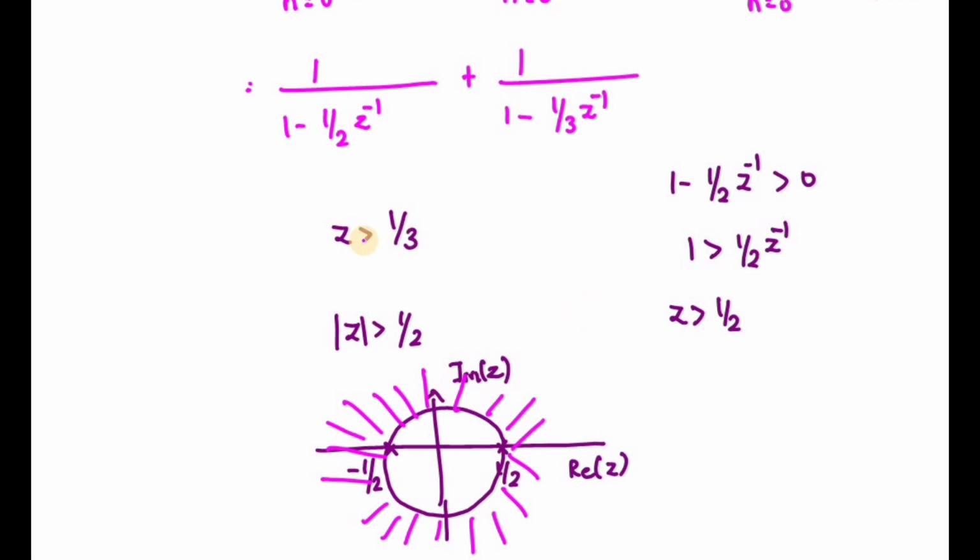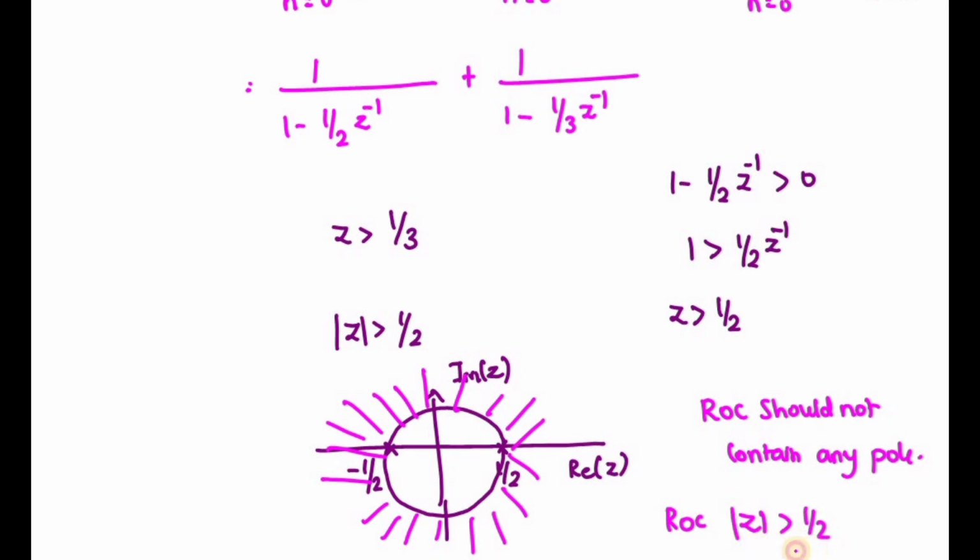So why I am not giving the modulus of z is greater than 1 by 3 is that the ROC should not contain any pole. Suppose if I draw it from minus 1 divided by 3, you will have the minus 1 by 2 value as a pole that comes inside this ROC. So you have to write the ROC, that is modulus of z must be greater than 1 by 2. So this is your value.